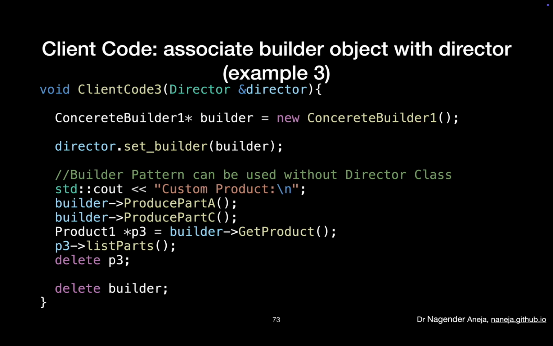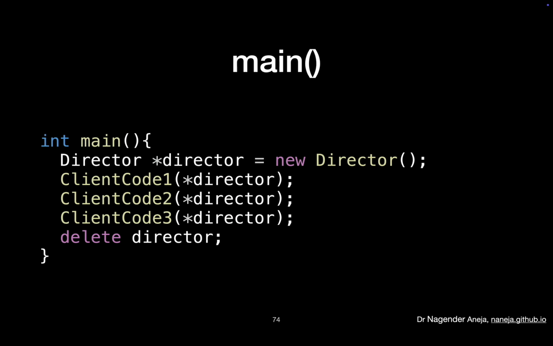So we have concrete builder one. In case of the custom product, maybe A and C need to be added. So the builder will produce part A, the builder will produce C, and then you can customize the product here. So you don't need to call the previous versions, but you can customize it here in the client code. And then we can use get product, list the parts, and then delete. That's our main. We get the director and pass it to client code one, client code two, and client code three. In the first client code, we get the product of minimum viable. The second will be fully featured, and the third client code will develop the customized product.